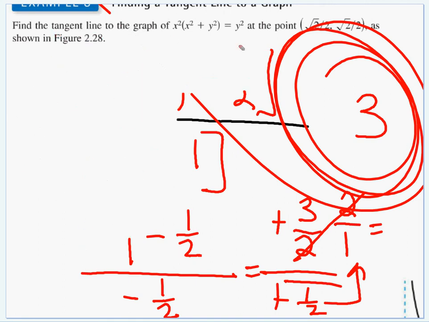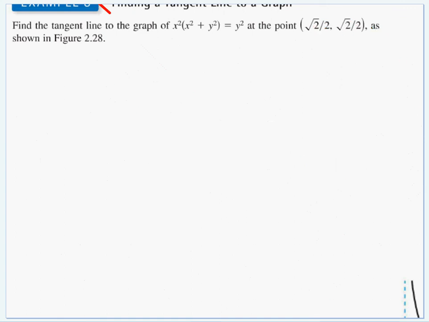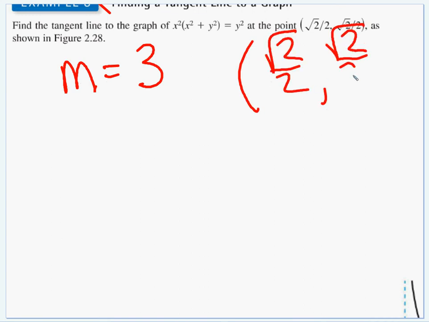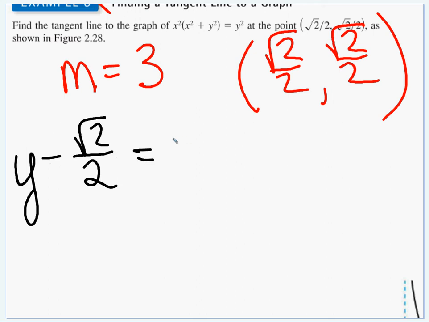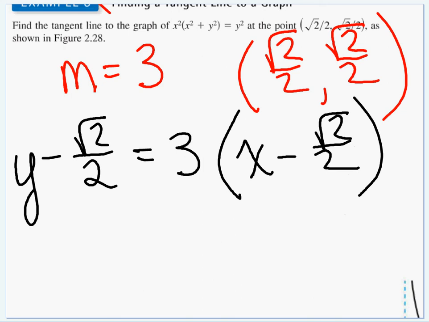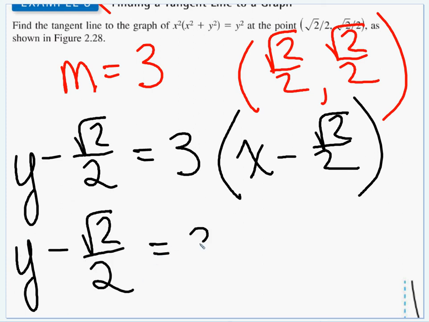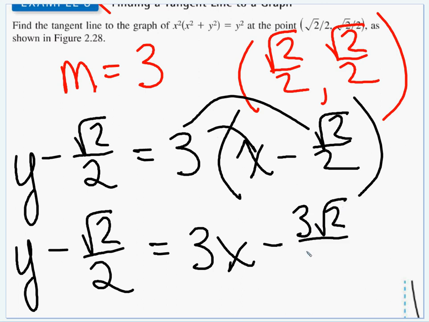Now remember, they did ask us to find the tangent line. So we found our slope, 3, and we've got a point. Our slope is 3. Our point is root 2 over 2, root 2 over 2. So let's find that tan line. y minus y sub 1 equals m times quantity x minus x sub 1. Let's see here. We're going to distribute the 3. y minus root 2 over 2 equals 3x minus 3 root 2 over 2.